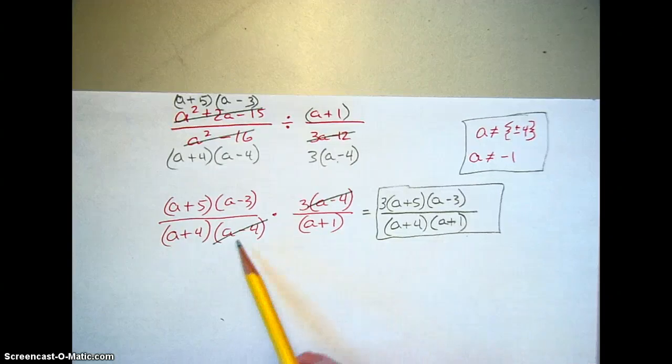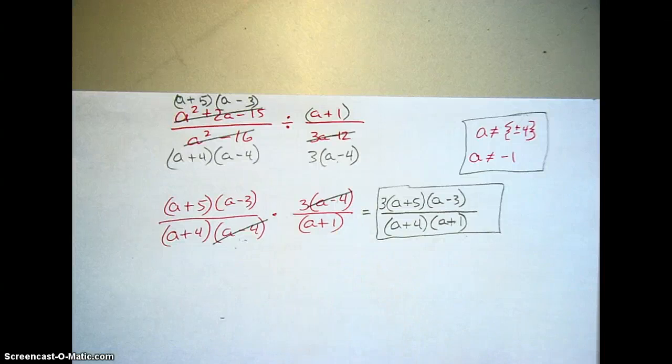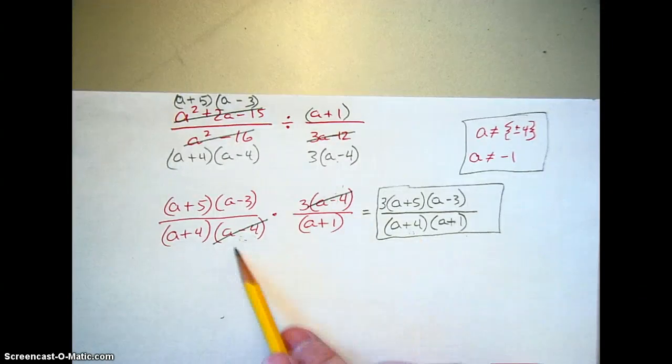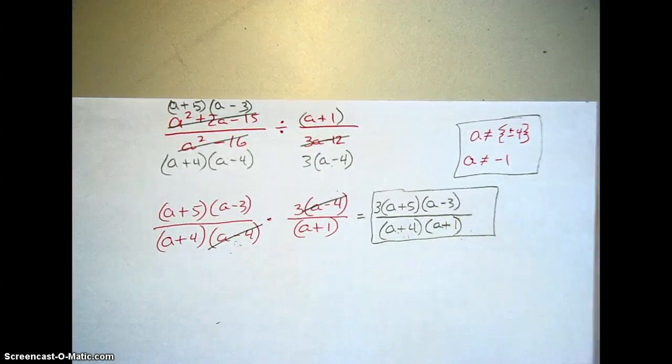We have a hole, a removable discontinuity, at positive 4 and asymptotes at negative 4 and negative 1. Just check that out in your calculator, see if that works out. Hey, let's go ahead. Our assignment today, I'll give you that.